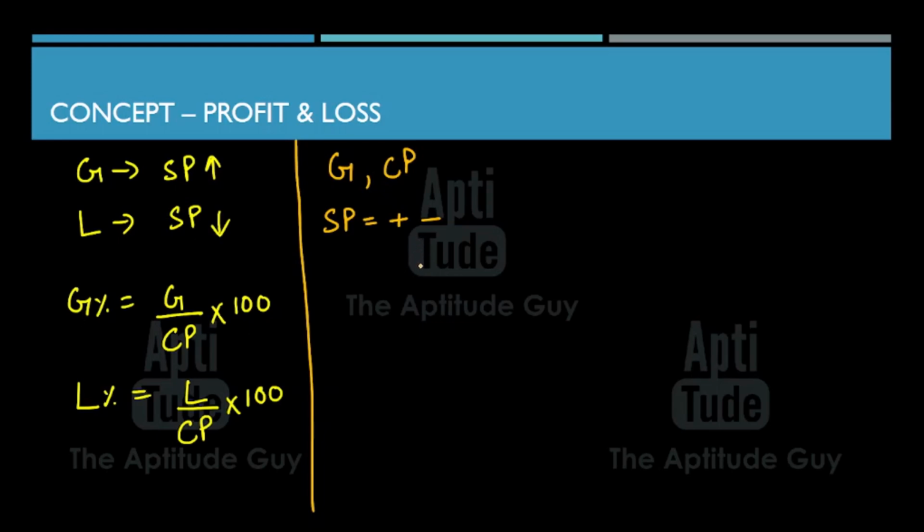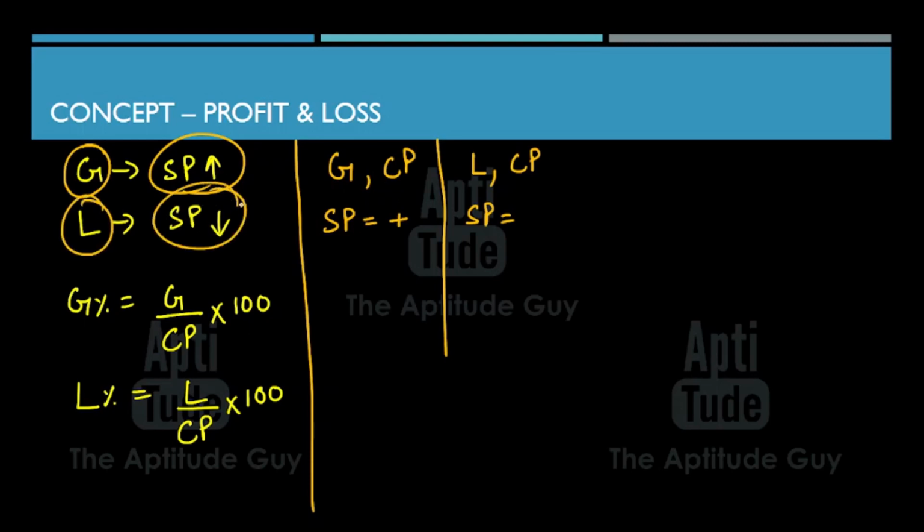Now, how to figure out whether to add them or subtract them? This is gain. In gain, selling price is more. That is how you're making a profit. You're selling it at a higher price. So if selling price is more, will selling price be plus or minus? Obviously plus. Simple. Do you need a formula to tell you this? Absolutely not. Similarly, if loss is given and cost price is given, you have to find selling price. What to do in this case? In loss, selling price is less. We already know that. If selling price is less, less means plus or minus. Obviously, it is minus. Alright.